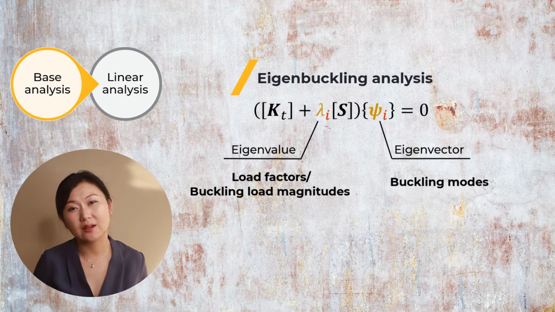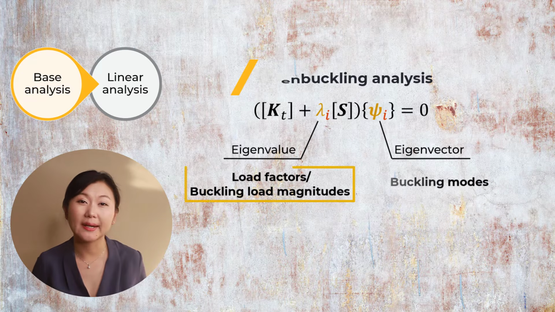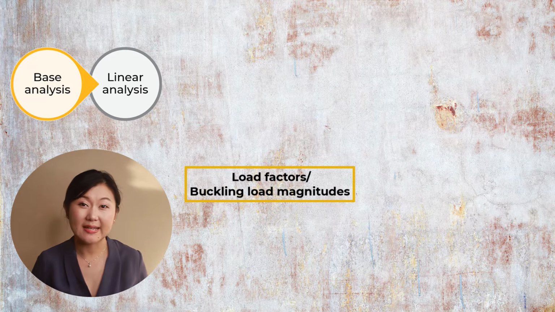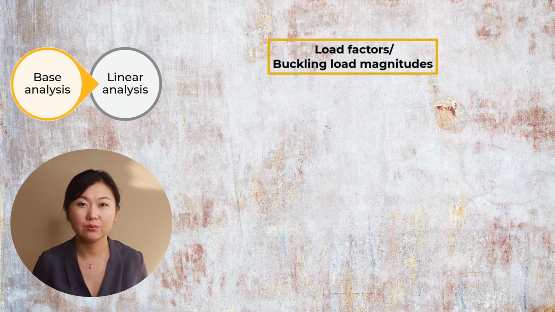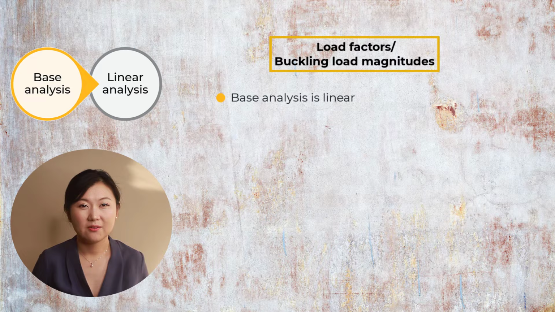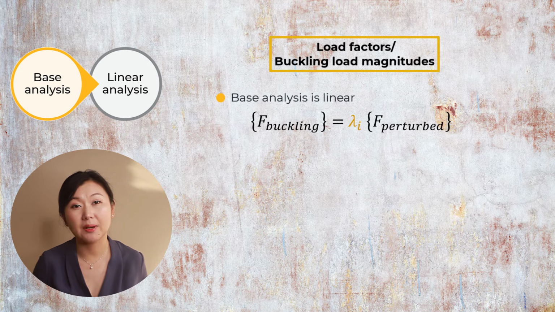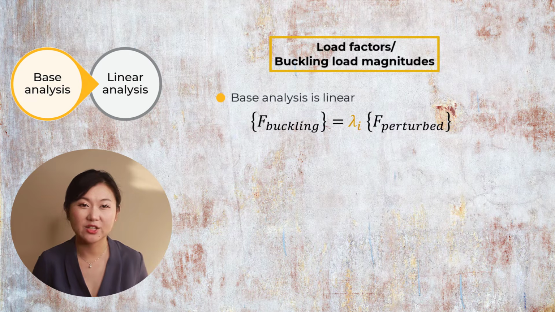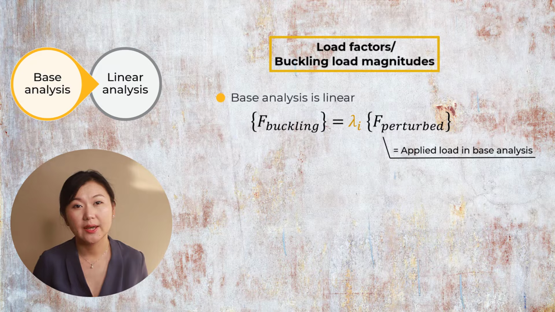Now, how should we understand the term load factor or buckling load magnitude? It's actually not the buckling load value. We will discuss this in two situations. First of all, when the base analysis is a linear analysis, the buckling load is computed by multiplying the applied loads by the buckling load factor. For linear-based eigenvalue buckling analysis, the perturbated load F perturbated equals the applied load in the base analysis.